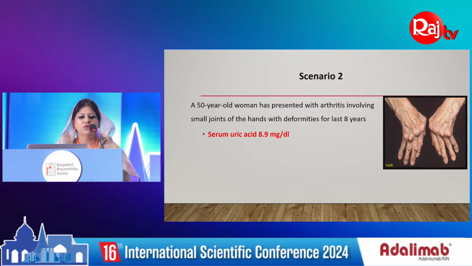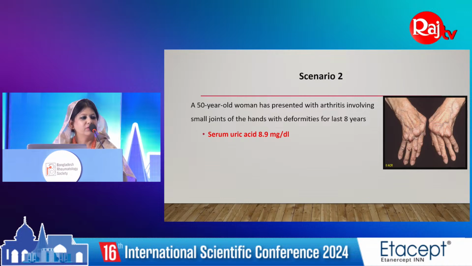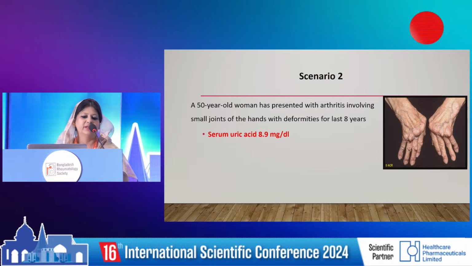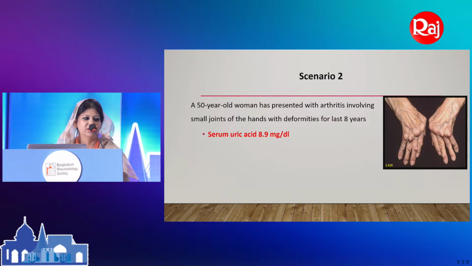A 50-year-old woman has presented with arthritis involving small joints of the hands with deformities for 8 years. Her uric acid level is also 8.9 milligram per deciliter.